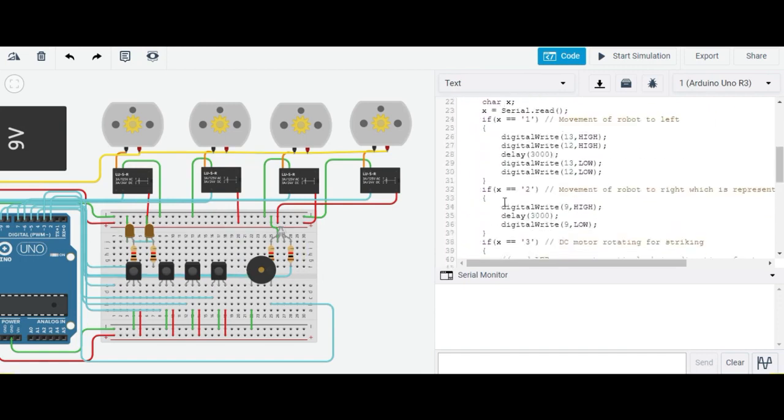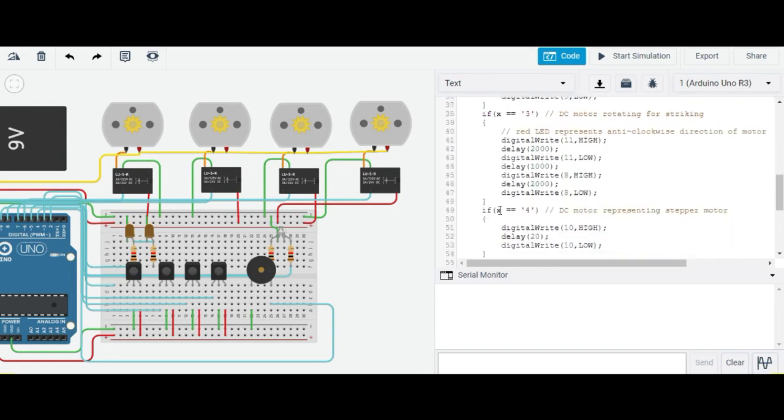So when the user gives 1 as an input, these 2 DC motors rotate clockwise for 3 seconds and then stop, that is the robot moves towards the right of the carom board and then stops. And when the user gives 2 as an input, these 2 LEDs glow for 3 seconds, which represent these 2 DC motors rotating anti-clockwise for 3 seconds and then stopping, that is the robot moves for 3 seconds to the left of the carom board.